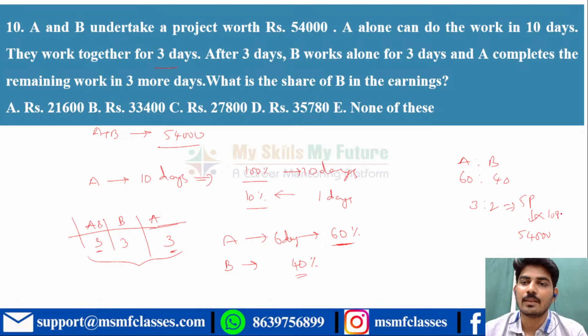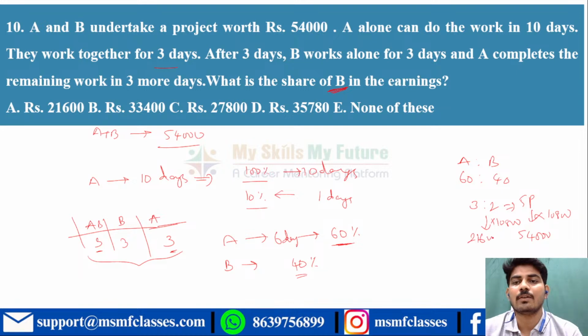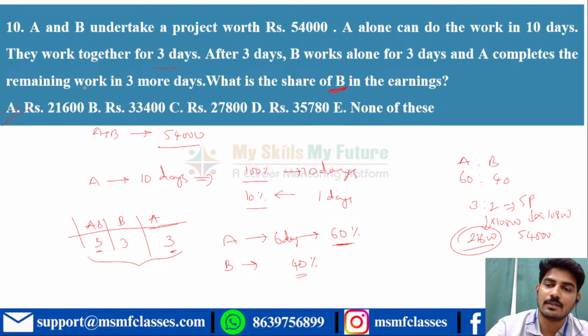What do we need to find here? We need to find the earnings of B. So 2 into 10,800 will be equal to 21,600, which is presented in option A. I hope we are clear with this explanation, and we are moving to the next question here.